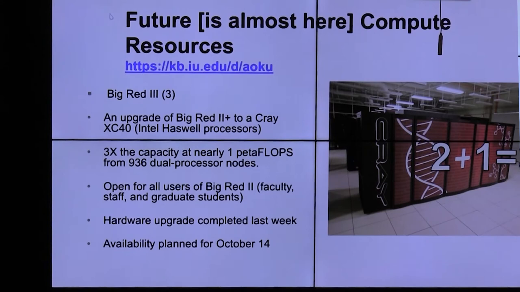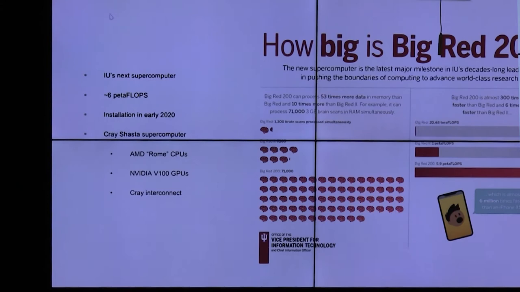I will provide these slides, so if you want to see the gory details, that's why I put the details on here and you can look them up. They're not really important except to a few select people. Also, if you go to this URL, there's more description. Big Red 3 is just to get us through till January when Big Red 200 comes on.